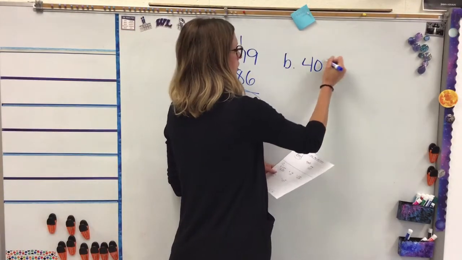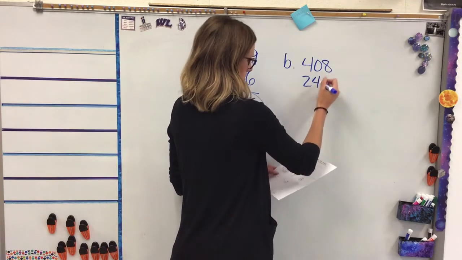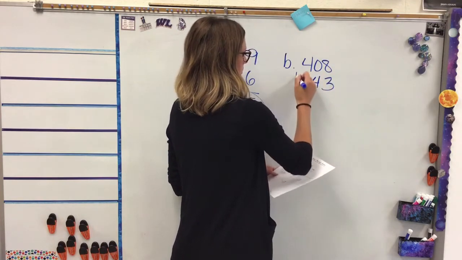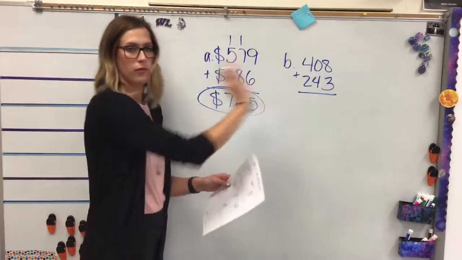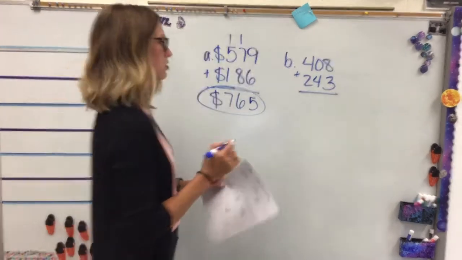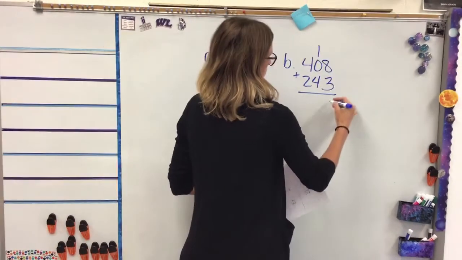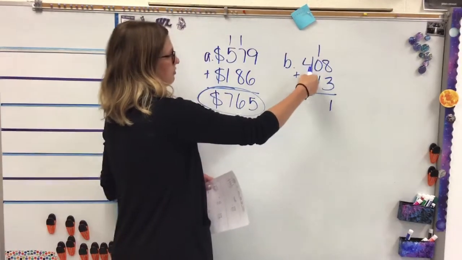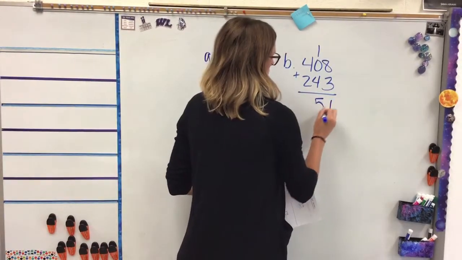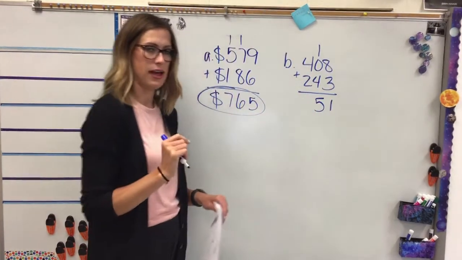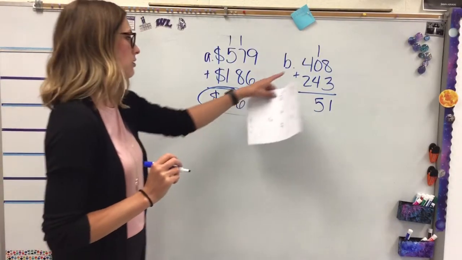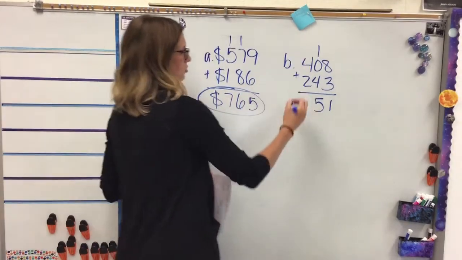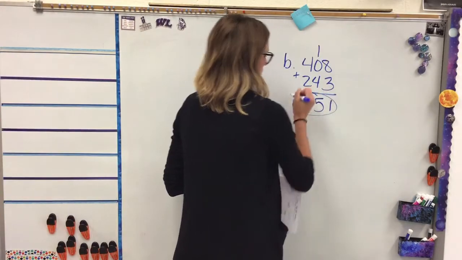B says 408 plus 243. Notice there's no dollar sign on this one. Start all the way with our ones column. 8 plus 3 is 11. 1 goes up, 1 comes down. 1 plus 4 is 5. Remember when we add that 0 on, it's still going to be 5. Then for our hundreds column, 4 plus 2 is 6. We get 651.